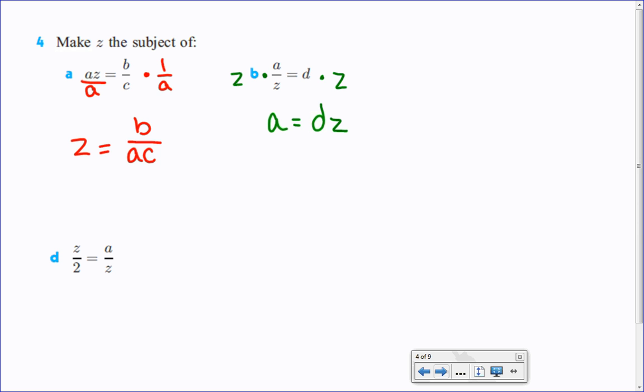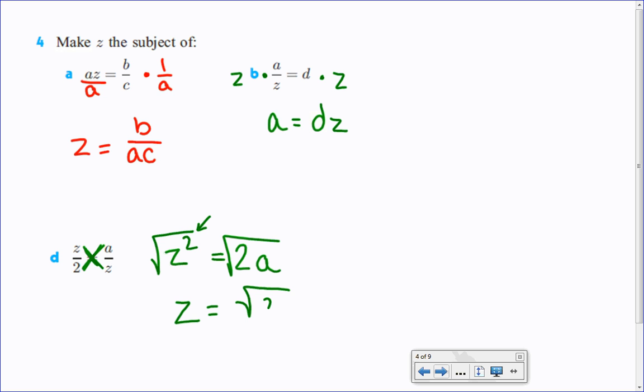Okay, here we can cross multiply. So anytime you have two fractions with an equal sign in between, we can cross multiply. Z times z is z squared, and 2 times a is 2a. We want to get just z though, not z squared. So to undo this square, we can take the square root of both sides. So z is going to be equal to the square root of 2a.